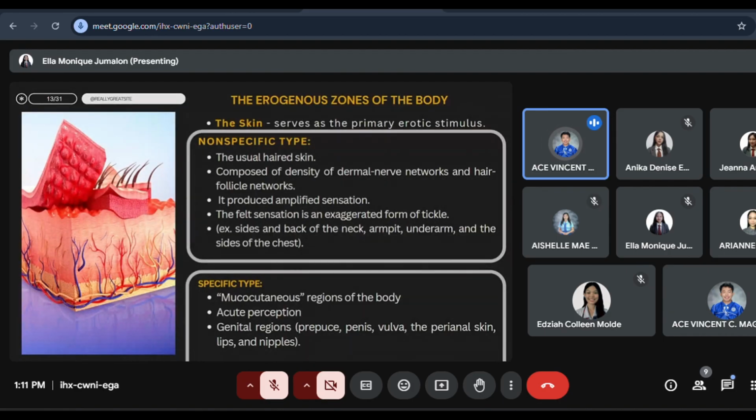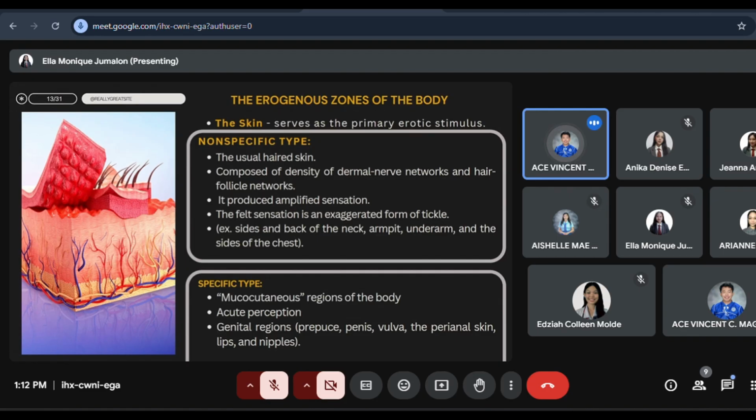So now that we understand what erogenous zones are and how they relate to sensory stimulation and pleasure, let's take a closer look at the skin, which is our largest organ and the primary medium for erotic stimulus. There are two types of erogenous zones found in the skin. The first one is the non-specific type. This is the usual haired skin. It is composed of a density of dermal nerve networks and hair follicle networks. It produces amplified sensation, and the felt sensation is an exaggerated form of tickle. Examples of the non-specific type are the sides and back of the neck, the armpit, underarm, and the sides of the chest. And the other type is the specific type.